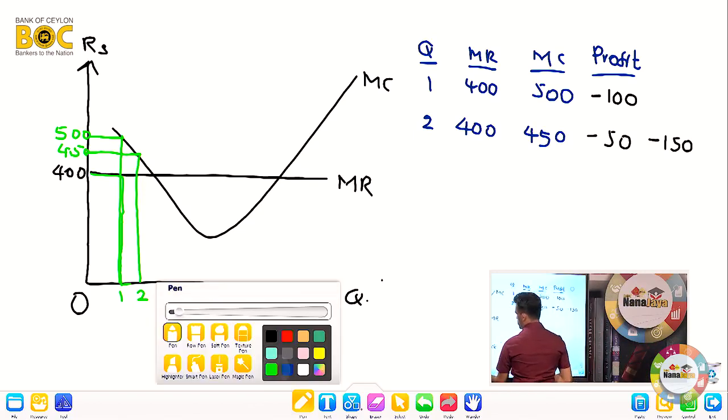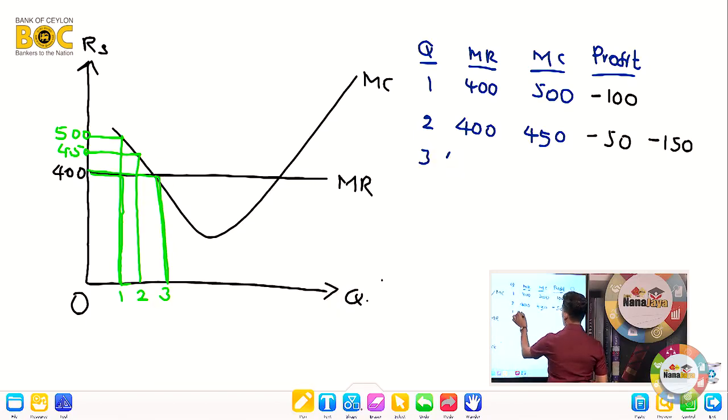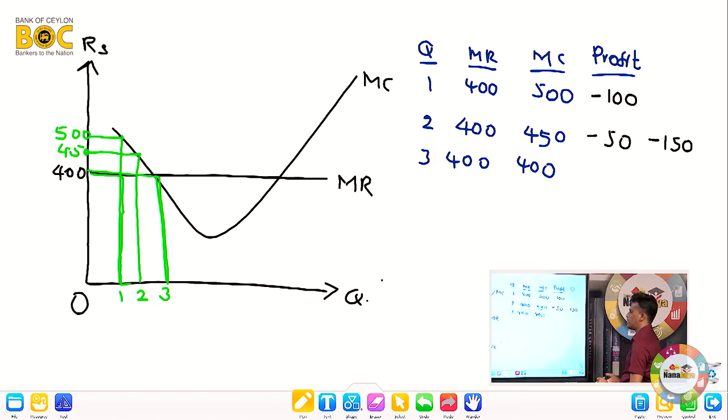And if they produce the third unit, the marginal cost and the marginal revenue of the third unit are both 400 each. That means there is no profit or no loss from that respective third unit. So profit or loss is 0, but in order to produce the third unit, they have to have produced the first unit and the second unit. Afterwards only they can produce the third unit. Therefore, the loss is standing at the same 150 when they are producing 3 units.